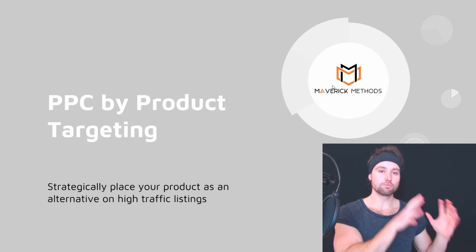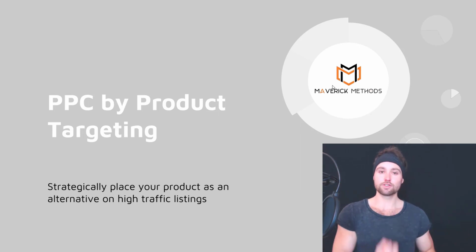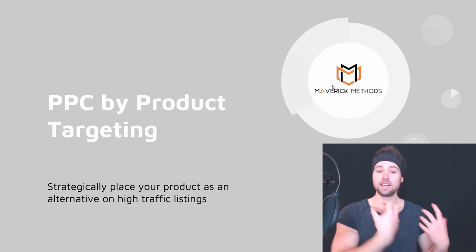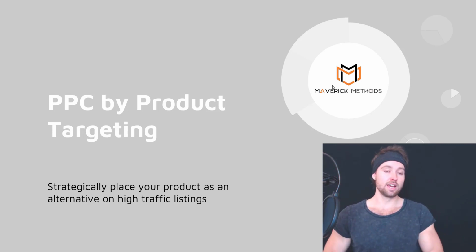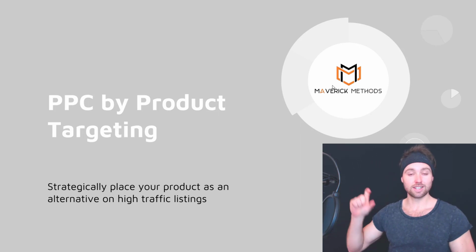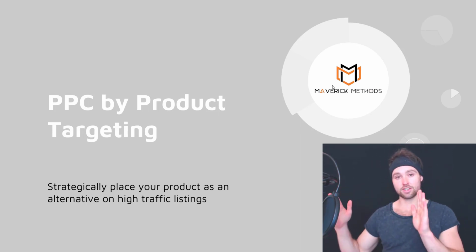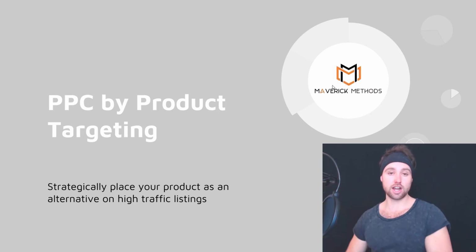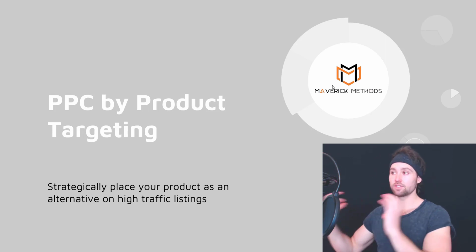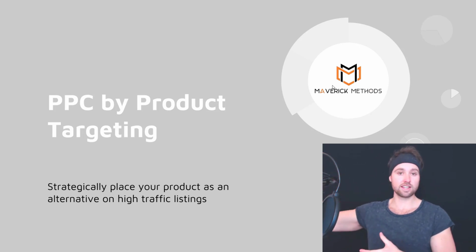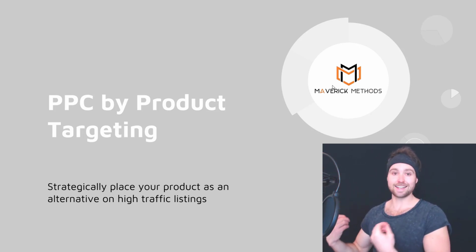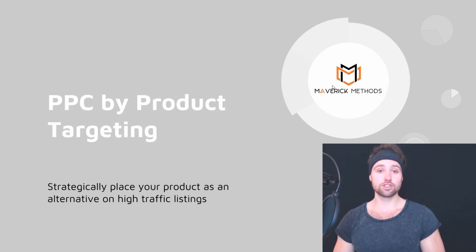So to briefly summarize the goal and difference of this to traditional PPC, the goal here is to place your listing in the sponsored products related to this item section on other high traffic listings, whether they have a lot of traffic because they're sponsoring their listing or because they're organically placed very high in the search results.